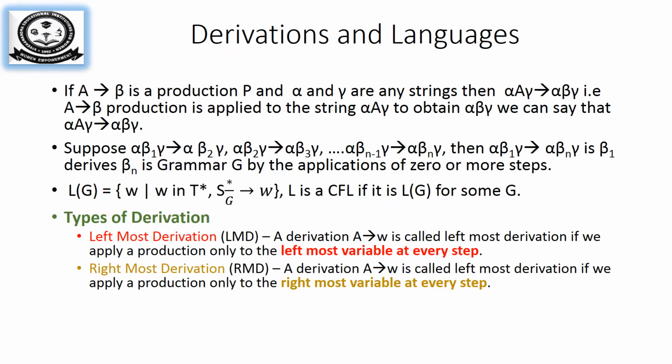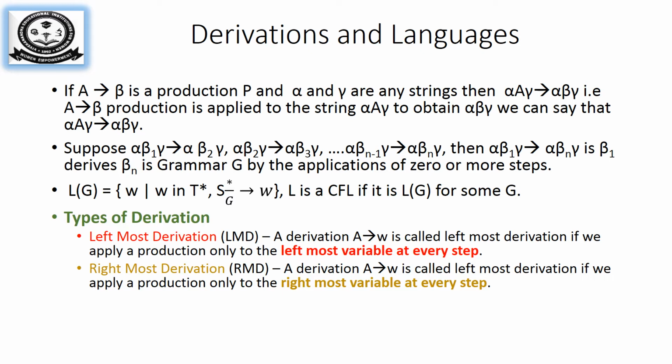Now let us see the derivation and its language using context-free grammar. As I said before, if you are trying to derive from one term to another to bring out the final string, you will be making multiple derivations, so multiple production rules will be applied. For example, if you have A implies beta, and you have strings alpha and gamma, if alpha A gamma derives alpha beta gamma, then we may say that string alpha A gamma derives alpha beta gamma.